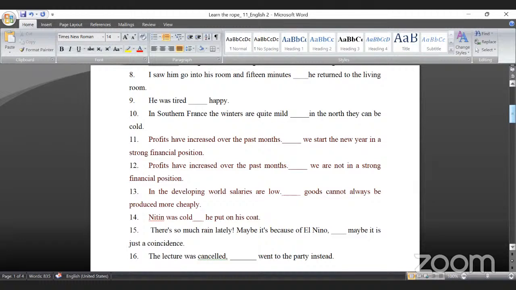12th one, profits have increased over the past months. There's a full stop again there. And then we are not in a strong financial position. But said they are in a strong financial position. So this is an example of adding: whatever you would add here is just adding to the first sentence. The second one, however, is a contrast sentence. 12th example. Yes. But we are not in a strong financial position. However, we are not in a strong financial position. Yeah, all of that.